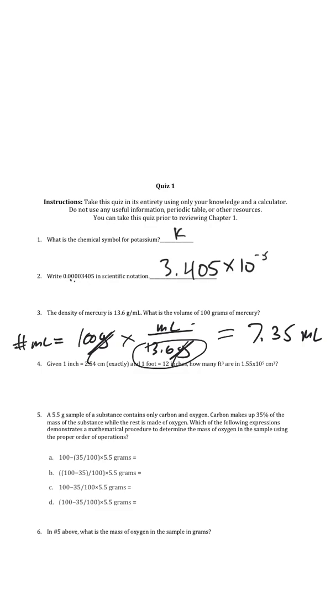Okay, so given 1 inch is 2.54 centimeters exactly, and 1 foot is 12 inches, how many cubic feet are in 1.55 times 10 to the 5 cubic centimeters? Okay, this actually is a little bit harder than what it might look to carry out this conversion, because what we need to do here is start with what we have given, 1.55 times 10 to the 5 cubic centimeters. And we can use our centimeter to inch conversion.